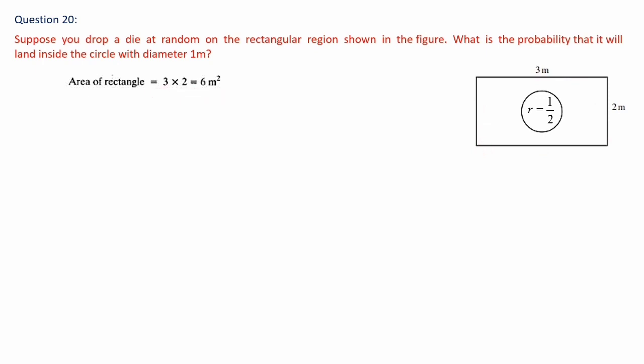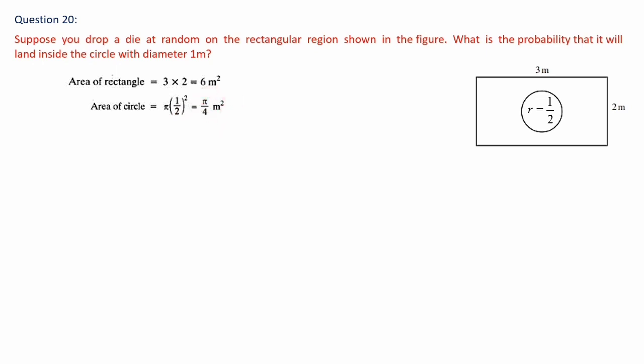Then your favorable one is question. What is the probability that the die will land inside this circle? So you have to find out the area of the circle. Area of the circle is pi r square. So pi into r we have 1 by 2. So 1 by 2 square. That is 1 by 2 square means 1 square is 1, 2 square is 4. So pi into 1 is 1. Sorry, pi into 1 is pi, divided by 2 square is 4. So pi by 4 meter square. So your favorable one is pi by 4 meter square.